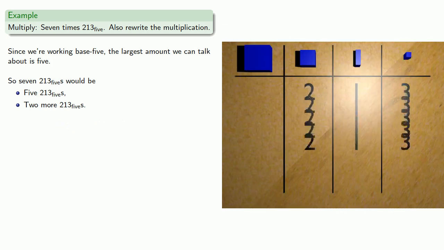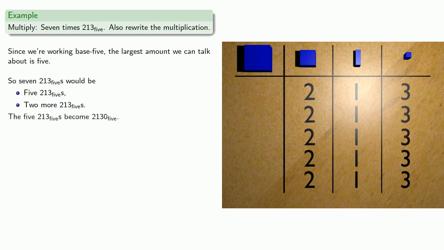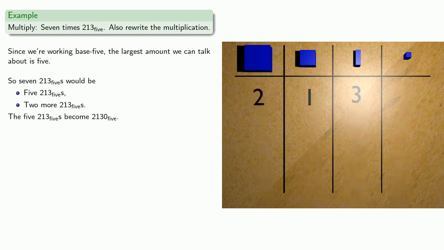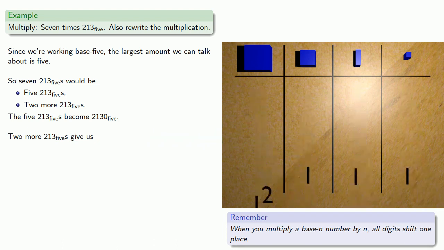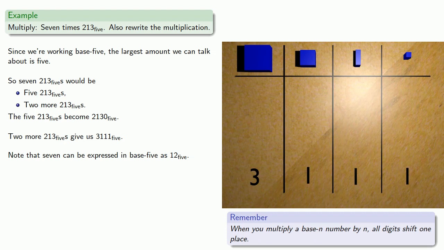Now, the 5 213 base 5s would give us 2130 base 5. Remember, when you multiply a base n number by n, all digits shift one place. 2 more 213 base 5s would give us 311 base 5. And note that 7 can be expressed in base 5 as 12 base 5. And so we could rewrite the product, 12 base 5 times 213 base 5 equals 3111 base 5.